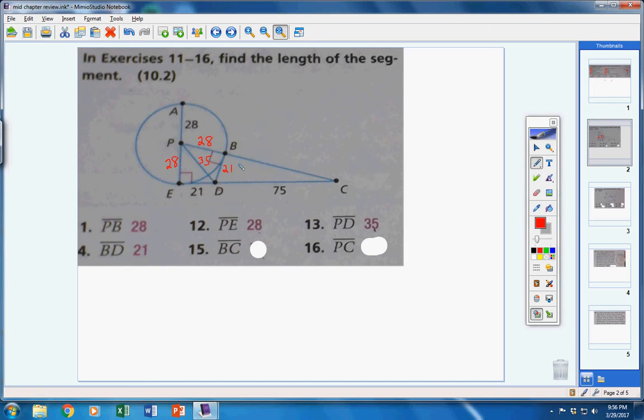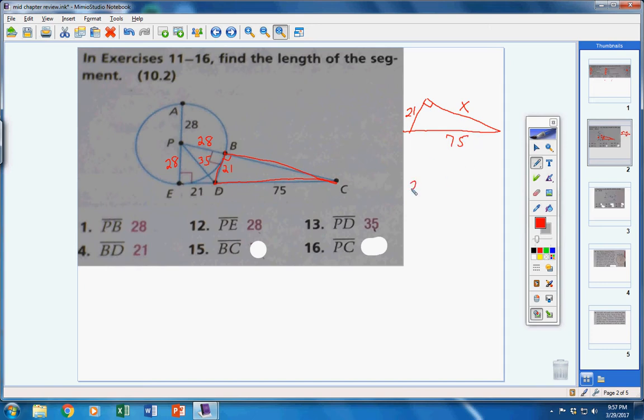Alright, moving on now to number 15, BC. Now, please look carefully. We're trying to find this segment right here. Okay? Now, if this is a right angle here, then that means this has to be a right angle right here. So we do have a right triangle right there. So my right triangle looks like this, this, and this. Do you see it? Here's your right angle. Now this length right here is BC. That's what we're looking for. This length right here is 21. And this length right here is 75, from D to C.